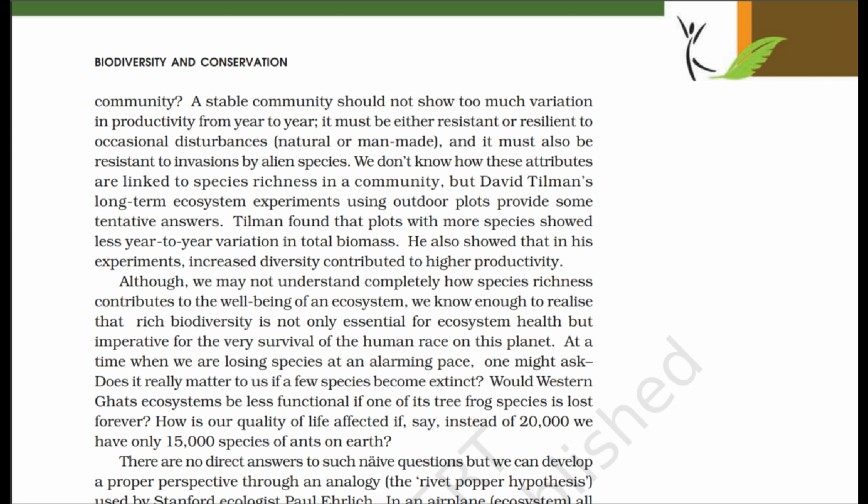A stable community should not show too much variation in productivity from year to year. It must be either resistant or resilient to occasional disturbances, natural or man-made, and it must also be resistant to invasions by alien species. We don't know how these attributes are linked to species richness in a community, but David Tilman's long-term ecosystem experiments using outdoor plots provide some tentative answers.